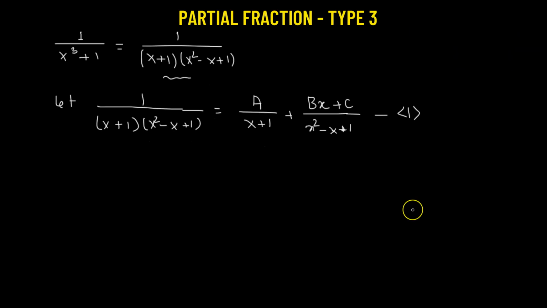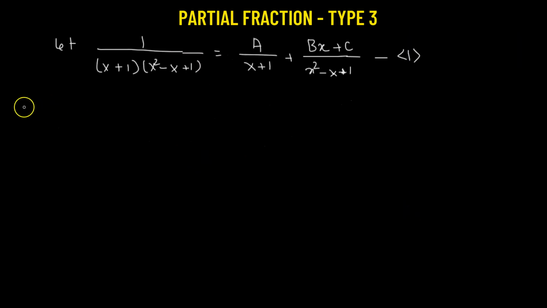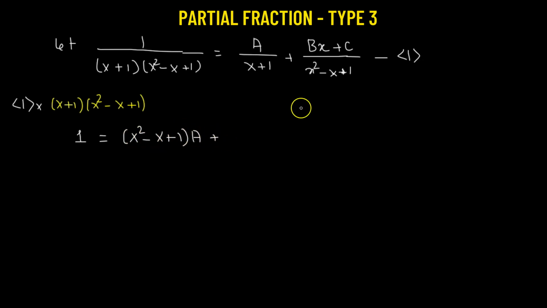So let's do that. First we take equation number 1, and we are going to multiply both sides by x plus 1 multiplied by x squared minus x plus 1. When we do that, on the left hand side we are only left with 1, and this will be equal to the following. We multiply x plus 1 times x squared minus x plus 1 with a over x plus 1. Here x plus 1 gets factored out, and we're left with x squared minus x plus 1 times a. Plus, this time x squared minus x plus 1 gets factored out, and we will be left with x plus 1 multiplied by bx plus c.